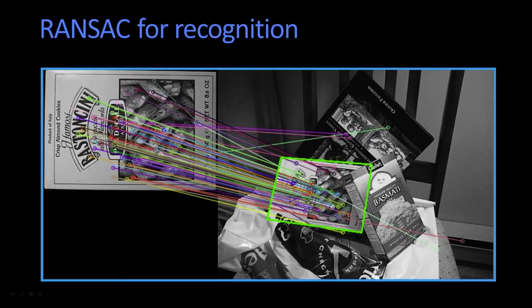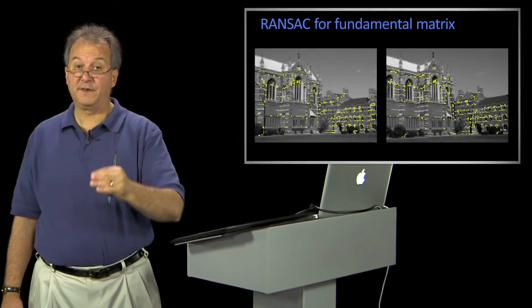If you happen to pick this point match, and this point match, you would have said that this box kind of landed here maybe. And then you would compute the inliers and it'd be hardly any. And that's why RANSAC works for the recognition. We talked about the fundamental matrix.